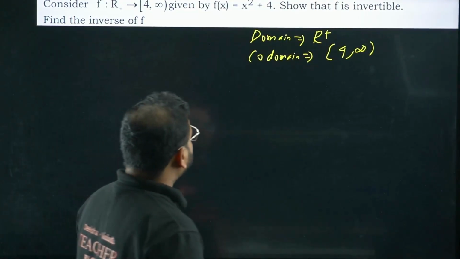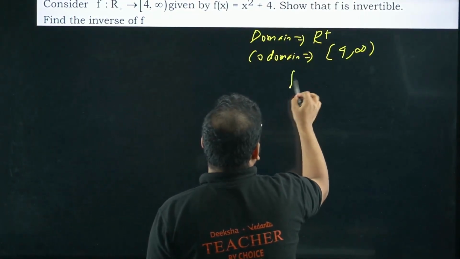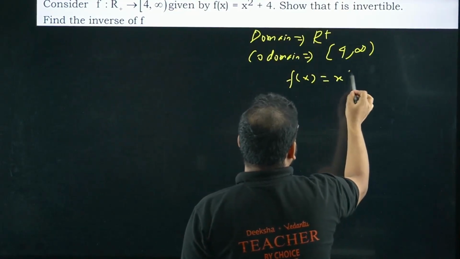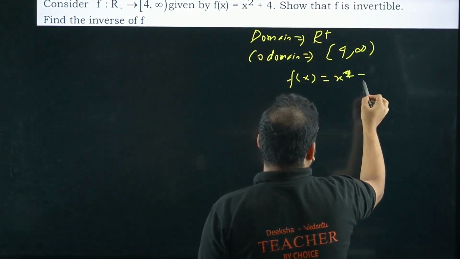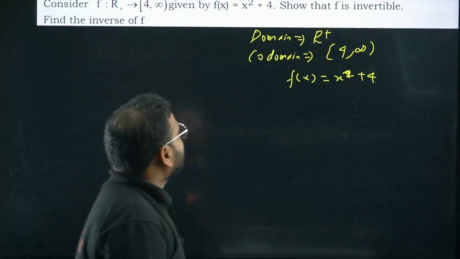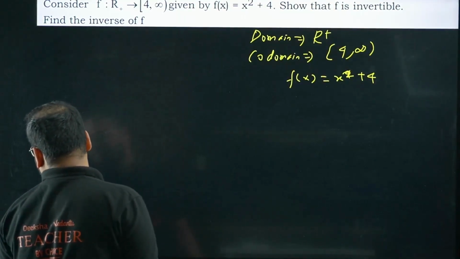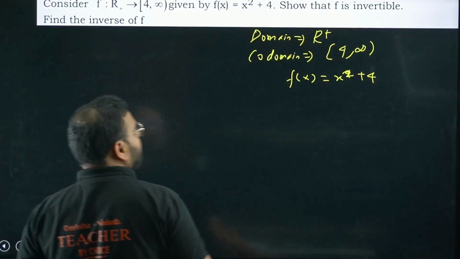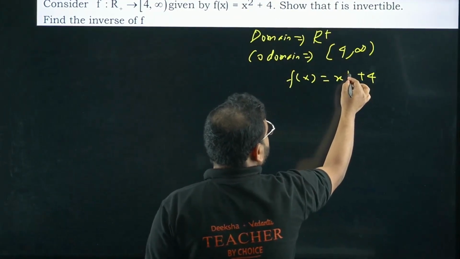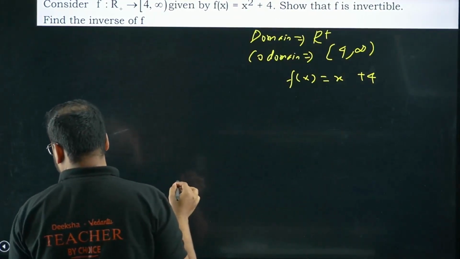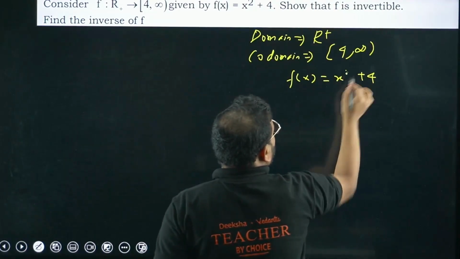f(x) is given by x square plus 4. What are they asking? So that it is invertible, means so that it is bijective. Of course, invertible means bijective, you have to prove. You have to prove it is bijective. Let's solve it. Not difficult at all. Please check.